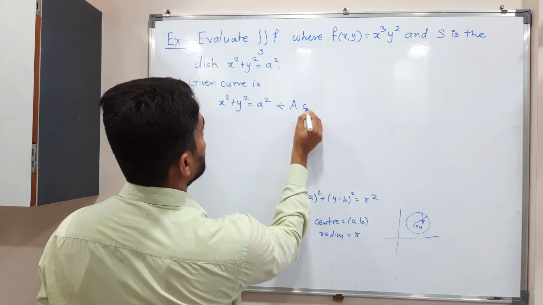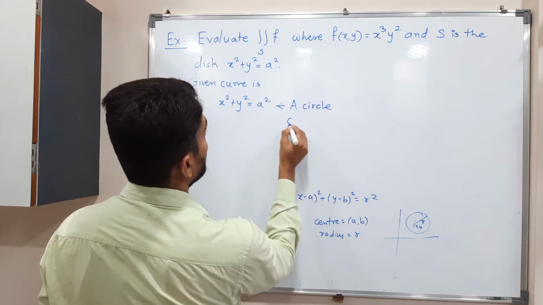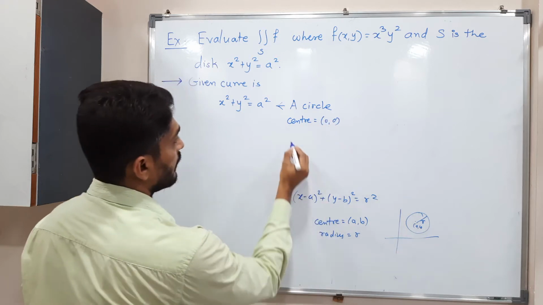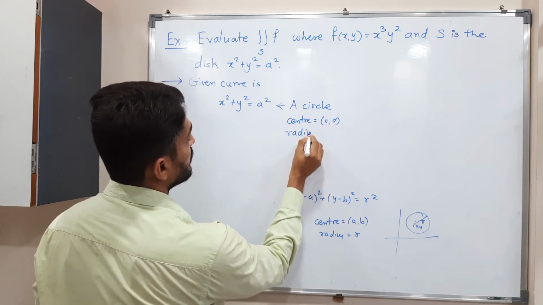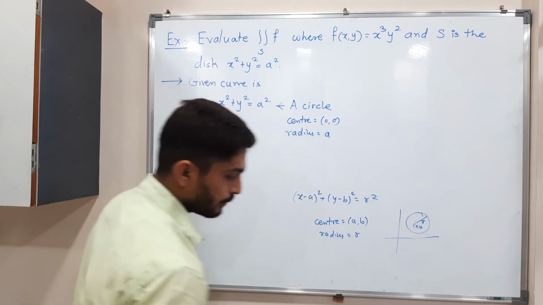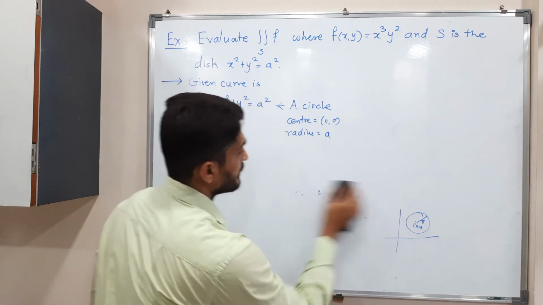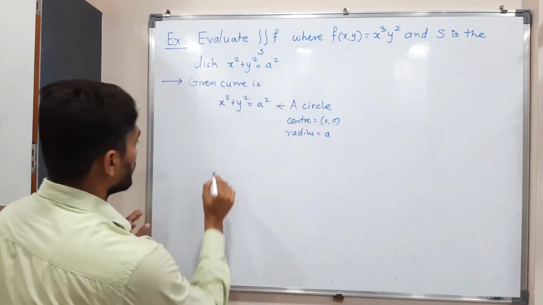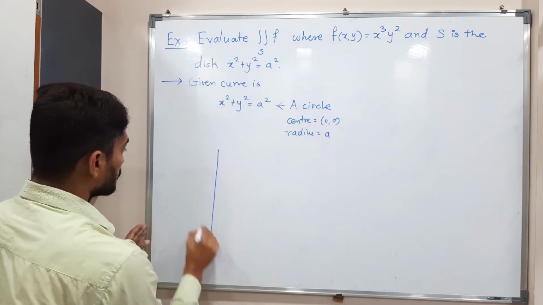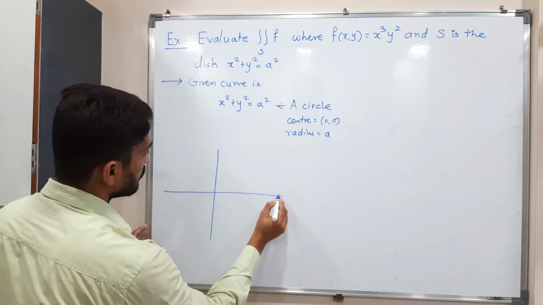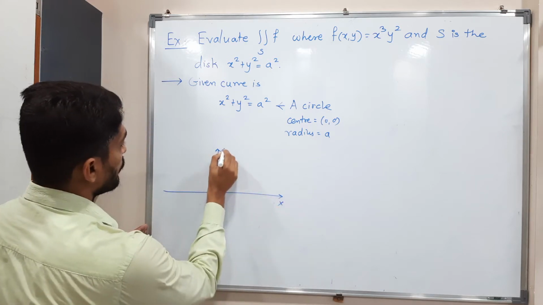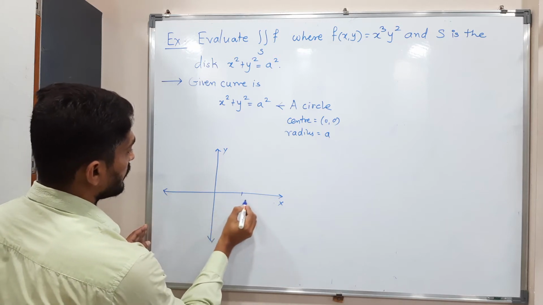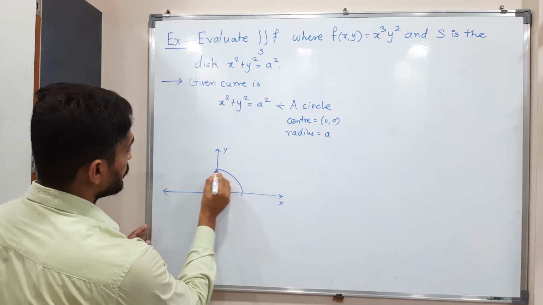What is its center? Its center is (0, 0). And what is its radius? Radius is a. So what will I do? First of all, I will draw the circle here, and then we will talk about it. See, I will draw the circle, with the x-axis and y-axis. Now consider this point a. So the circle has center at the origin and radius a.